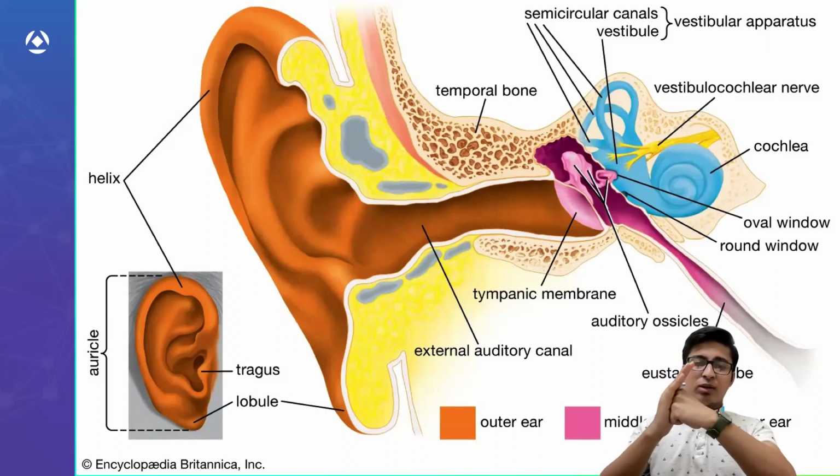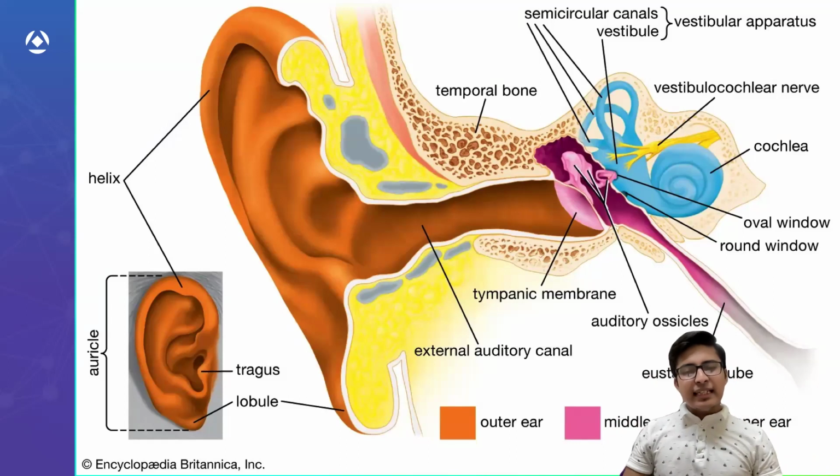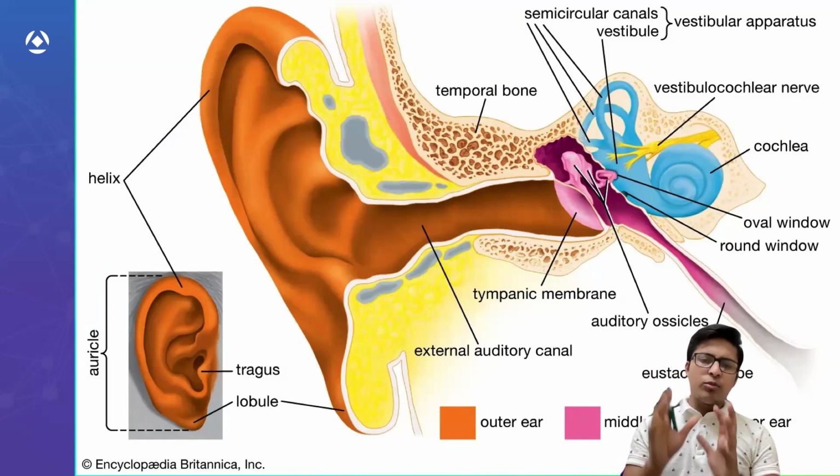So see, sounds are getting produced, right? Vibrations are getting produced. These vibrations are basically converted into electrical signals by the inner ear part, this cochlea and the vestibular nerve and everything. And then the nerve basically carries the information to the brain. So this is basically how the human ear works.